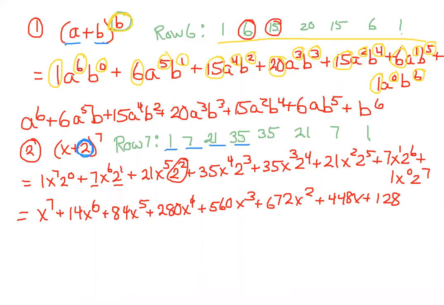And now let's look at number 3. And number 3, we have a variable mixed with a number. We have 3m minus 1 to the 4th. So this one has a couple things. We've got a 3 and an m, and we have a negative here. So let's see what all that happens. So we need our 4th row, which is 1, 4, 6, 4, 1.